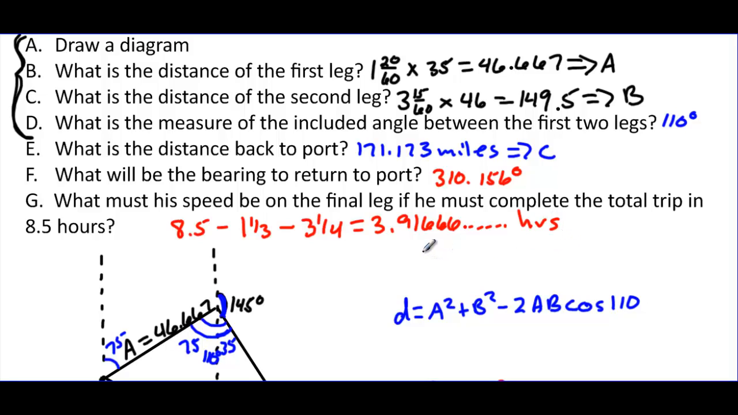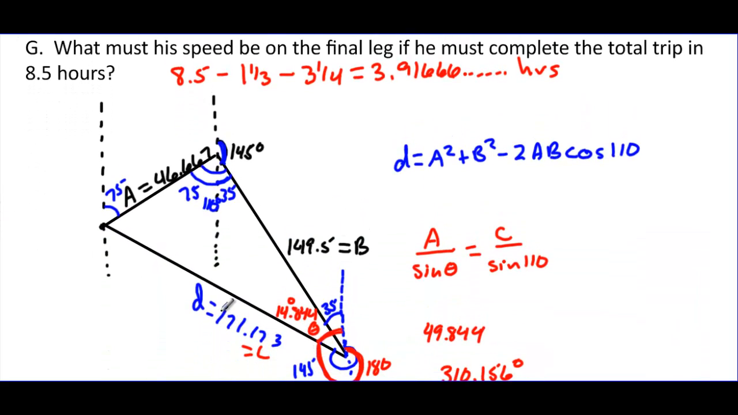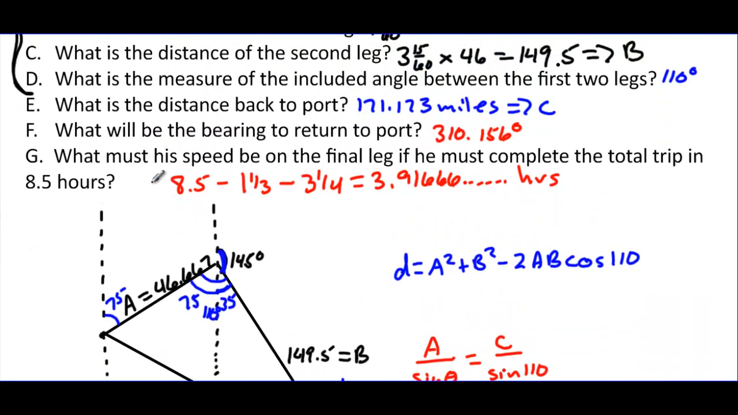Well, to calculate speed, it's miles per hour. And he has to go C miles, or 171.173. So to get the final answer, we're going to take C divided by the answer that's sitting in the calculator, which is this number. So we have alpha C divided by the answer, and he needs to average 43.704 miles per hour, and that's nautical miles.